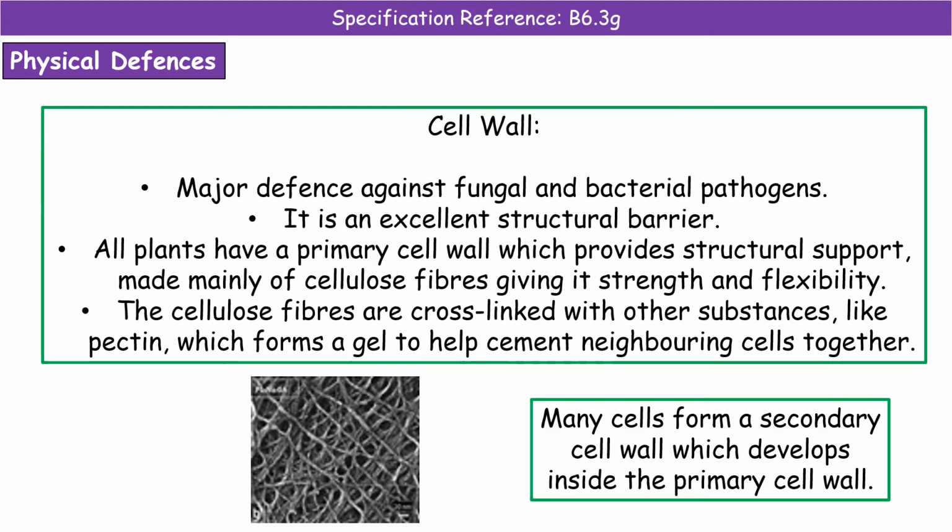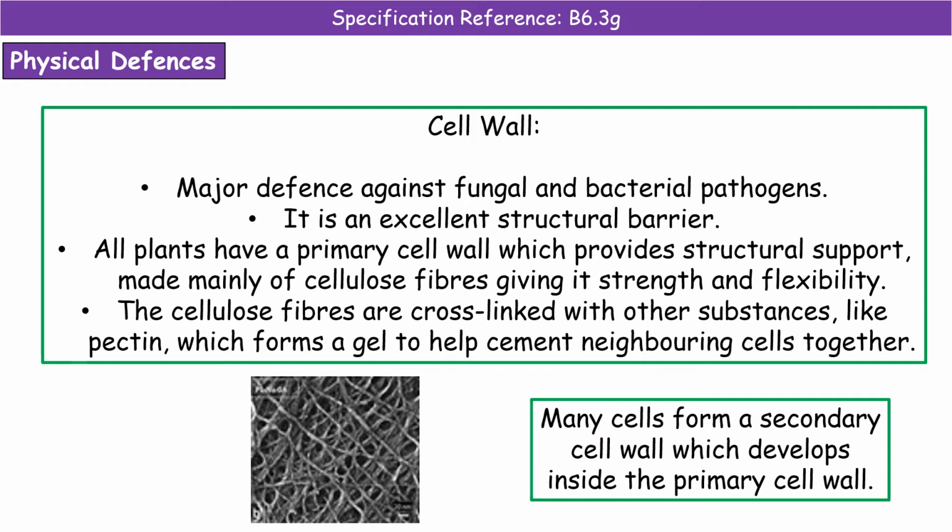Second physical defence is the cell wall. Now, cell walls are a major defence against both the fungal and bacterial pathogens because it's this really sound structural barrier. No matter what plant we're thinking of, they all have a primary cell wall. Now your primary cell wall is made of those cellulose fibres, giving it the strength and the flexibility and gives the plant that structural support.